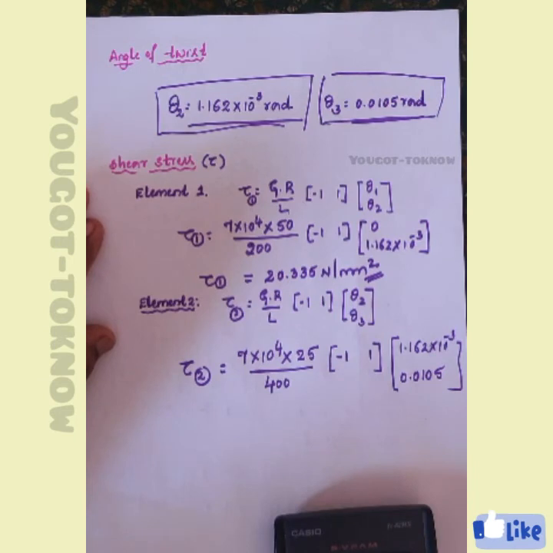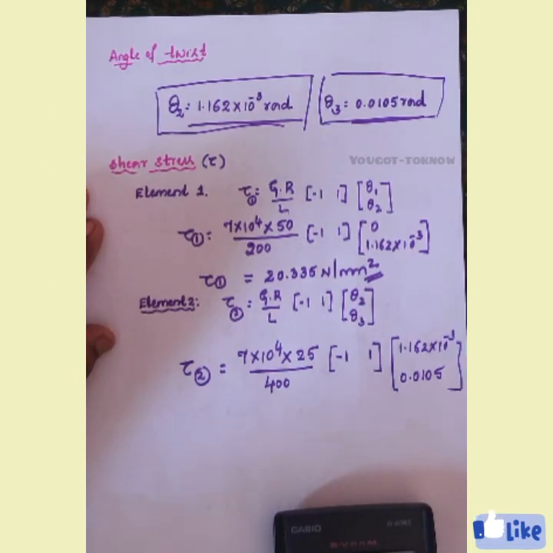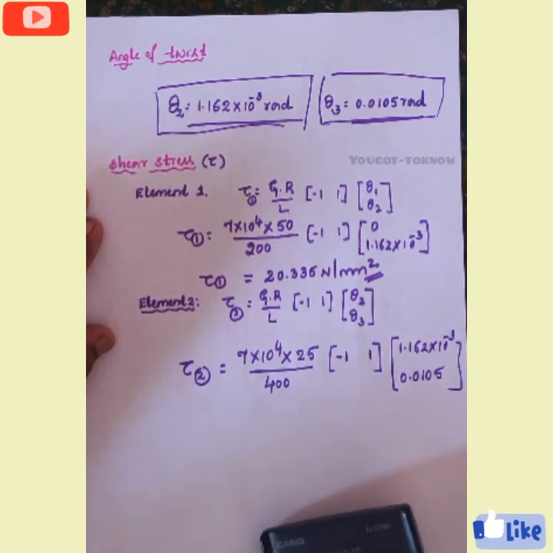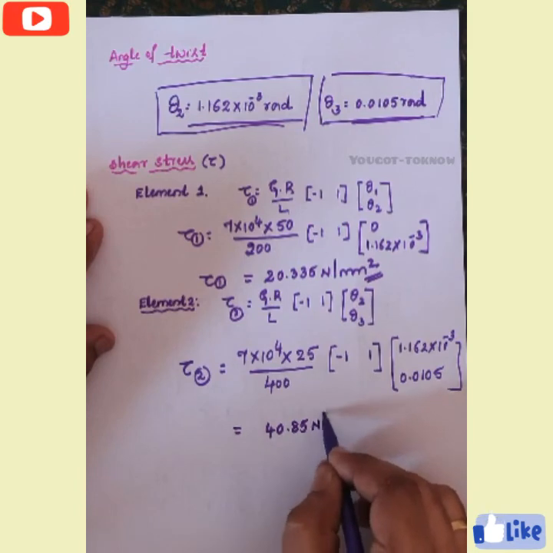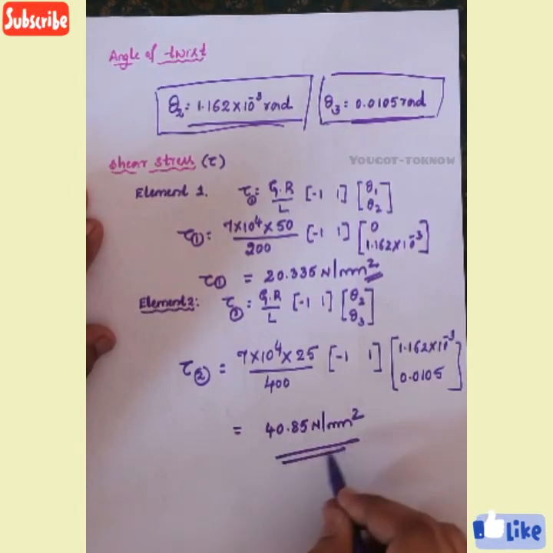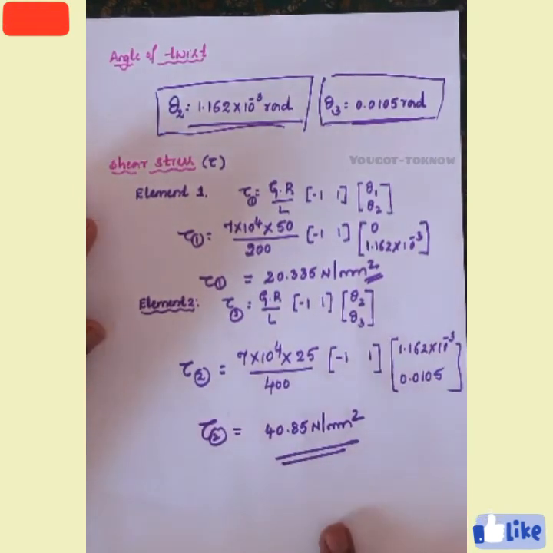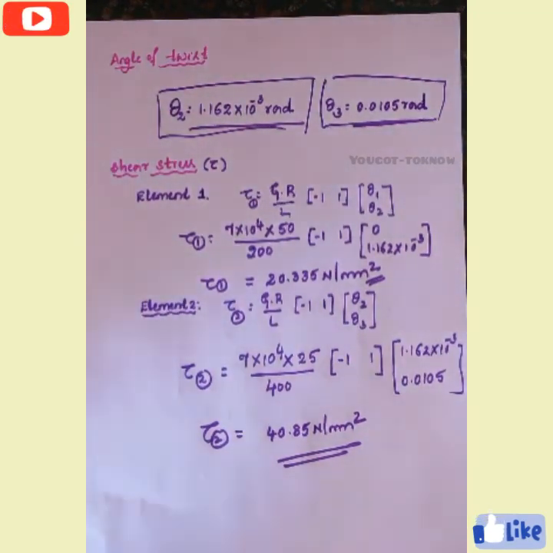Now just check it. Minus 1.162 into 10 power minus 3 plus 0.0105, into 7 into 10 power 4 into 25 divided by 400. The answer you are going to get is 40.85 Newton per mm square. This is for your second element. This is how you can calculate your solutions for the torsion.